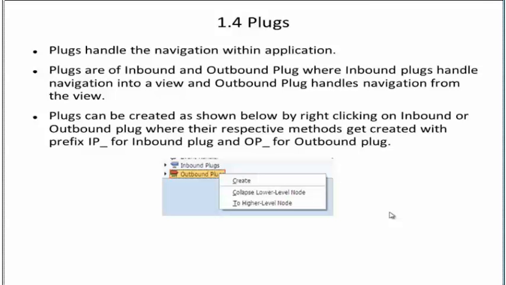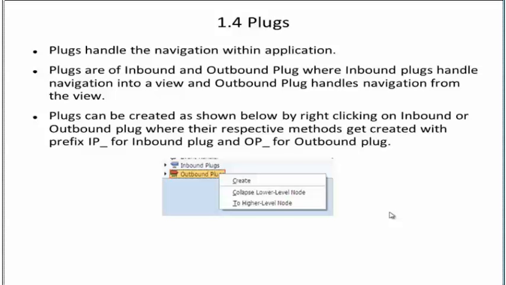These are the two types of plugs we have, and you can right click on any type of plug and give create. Like we had the event handler method generated with the prefix EH on, likewise here the methods are generated with IP underscore for inbound plug and OP underscore for outbound plug. This is the general naming convention which is followed by SAP. IP is for inbound plug and OP is for outbound plug. These are the methods where we can handle the navigation related to inbound or outbound.